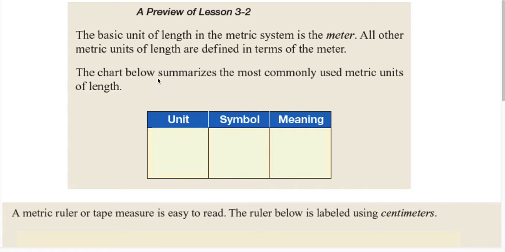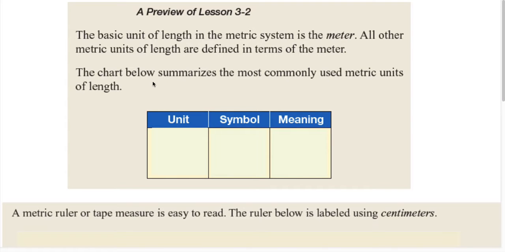Before we start 3-2, let's take a look at a preview of lesson 3-2. And let's take a look at the basic unit of length in the metric system. We call that a meter. All other metric units of length are defined in terms of the meter. So everything is based on the meter in the metric system.